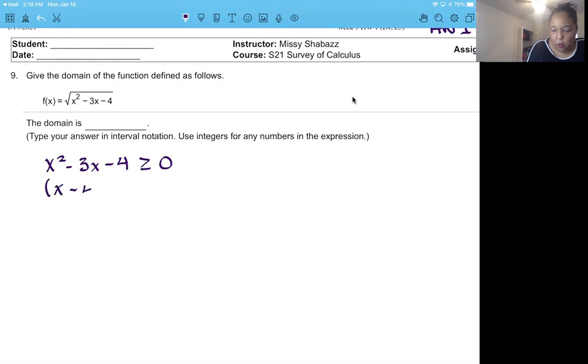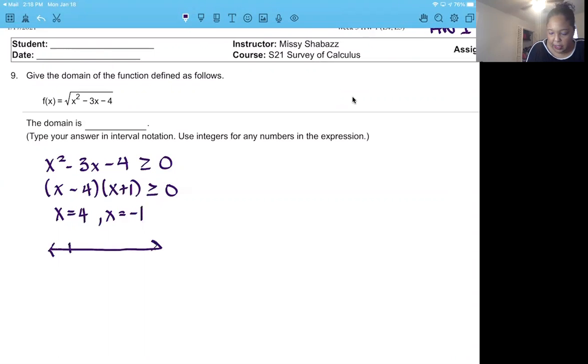x minus 4, x plus 1. I'm going to choose x equals 4 and x equals -1. Those numbers I'm going to put on my number line, -1 and 4. I'm going to choose numbers in those intervals to decide if it's positive or negative in those intervals. So I'm going to choose -2. If I plug -2 into those factors, I would have a -2 minus 4 and a -2 plus 1. That's going to give me a negative times a negative, which is positive.